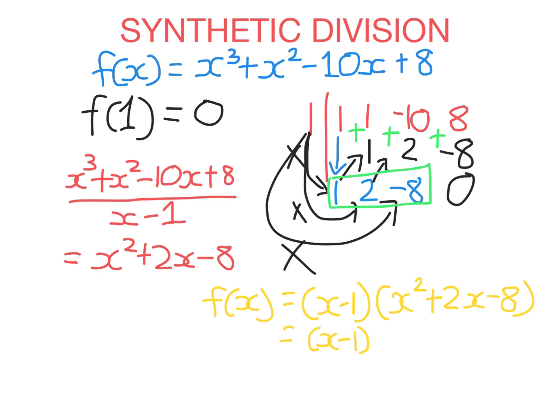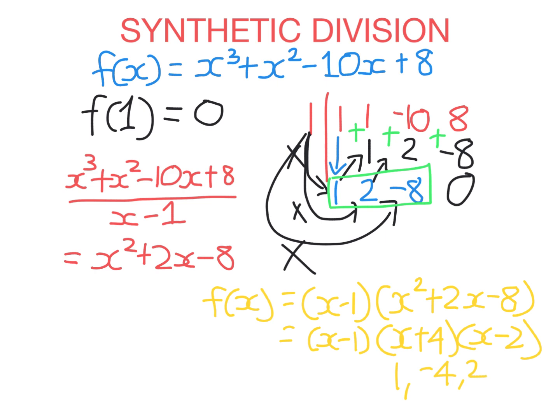So we just need two numbers that multiply to negative 8 and add to 2. They are positive 4 and negative 2. So the roots of this polynomial are just 1, negative 4, and 2, and we're done.